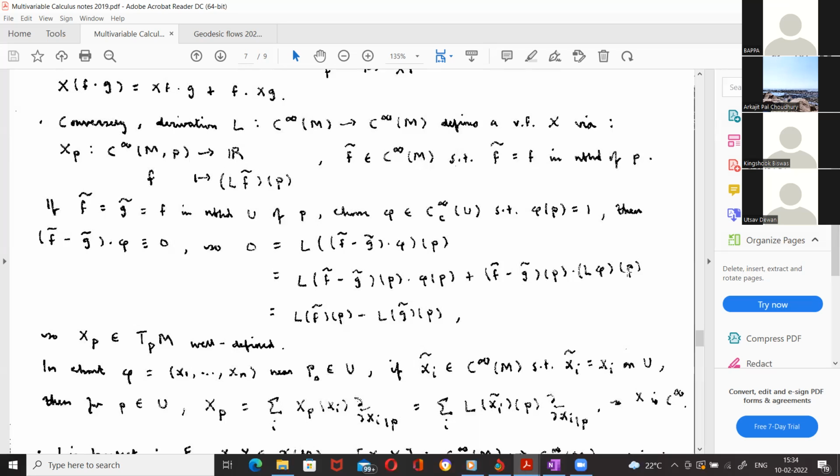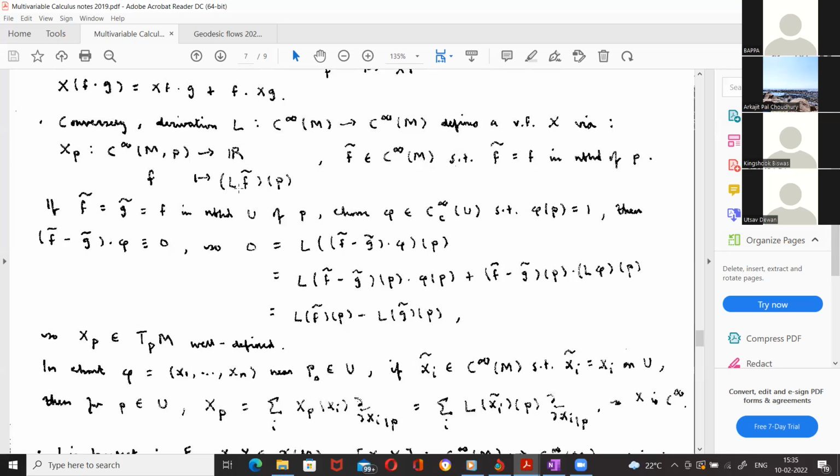Now the second term vanishes because F tilde minus G tilde at P is 0. So this second term goes away. What remains? Phi of P is 1, I've chosen phi so that phi of P is 1. So this becomes L F tilde at P minus L G tilde at P, and this difference is equal to 0. Therefore L F tilde at P is equal to L G tilde at P. Right? So this means that L F tilde is well defined, independent of the choice of extension. Is this clear?